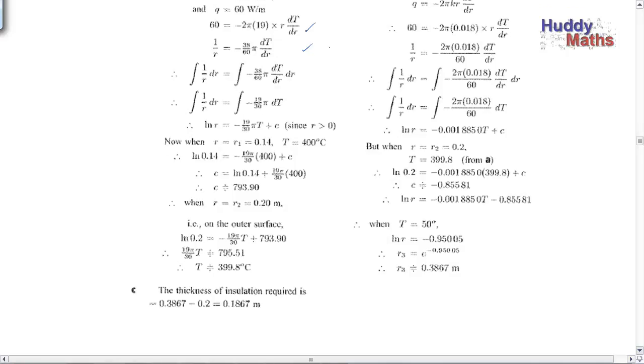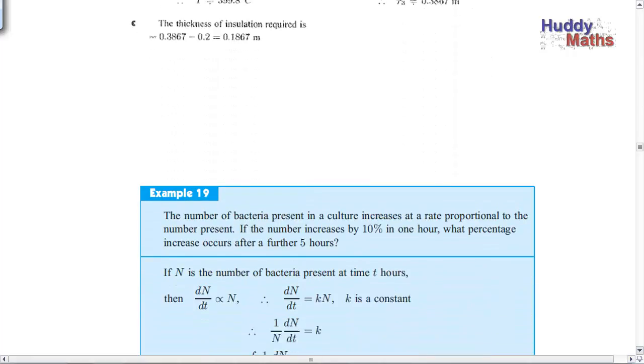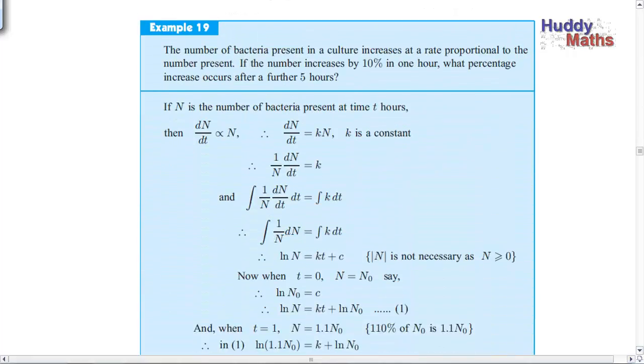Let's go on and have a look at another example. Bacteria increases at a rate proportional to the number present. If the number increases by 10% in 1 hour, what percentage increase is there after a further 5 hours? That's at t equals 6.